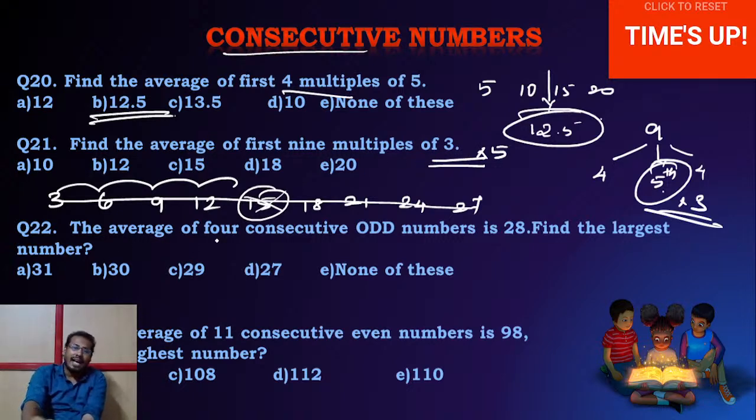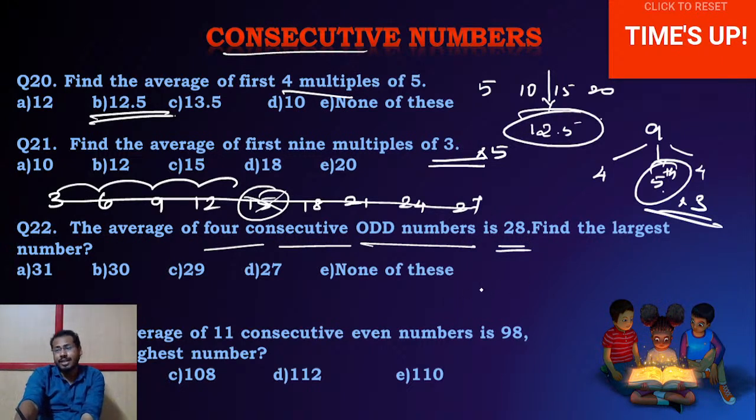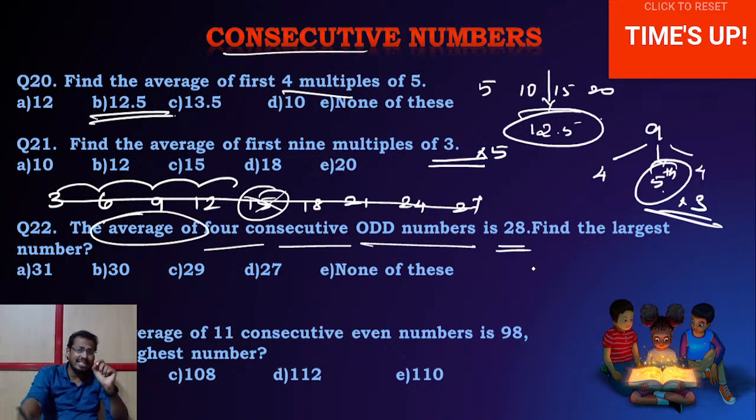And next, the average of 4 consecutive odd numbers is 28. Find the largest number. I don't know the numbers. Students, don't take x plus 2, x plus 4. Why? Because they start with sum of. If the question starts with the sum of even consecutive numbers, sum of odd consecutive numbers, sum of consecutive numbers, you can do that. But here it is average, so you need not write x format. Just write A, B, C, D. That is enough.